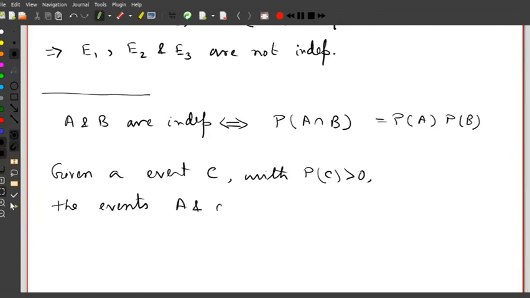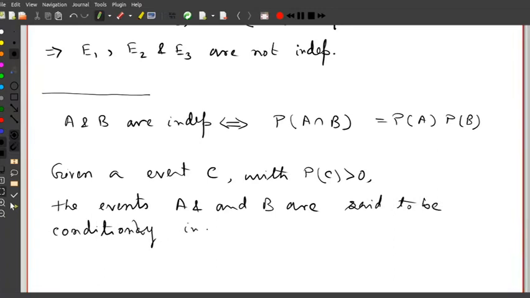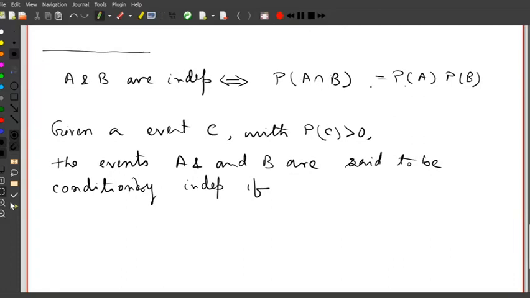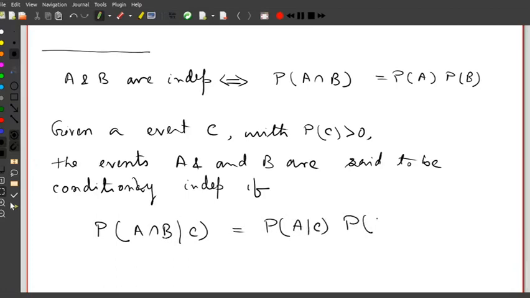the events A and B are said to be conditionally independent if probability of A intersection B given C is equal to probability of A given C into probability of B given C. So there are three probabilities involved in the case of independence, and all these three probabilities turn into conditional probabilities for conditional independence.